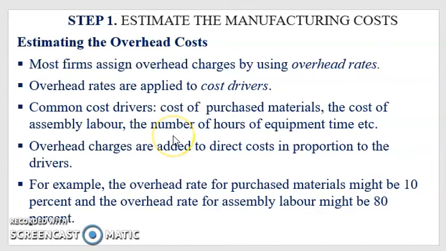Common cost drivers are cost of purchased materials, cost of assembly labor, and the number of hours of equipment or machines the product consumes. For example, the overhead rate for purchased materials might be 10% of the material cost, and the overhead rate for assembly labor might be 80% of the assembly labor cost.